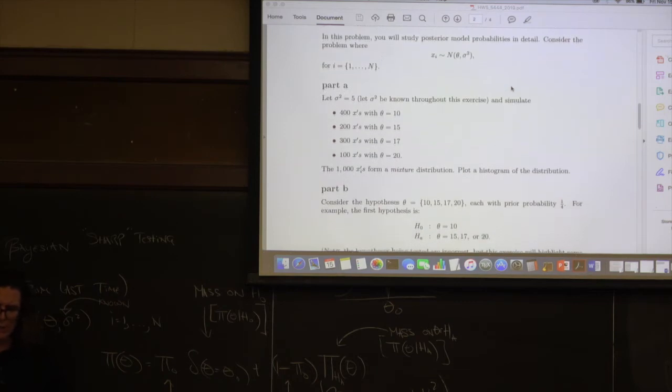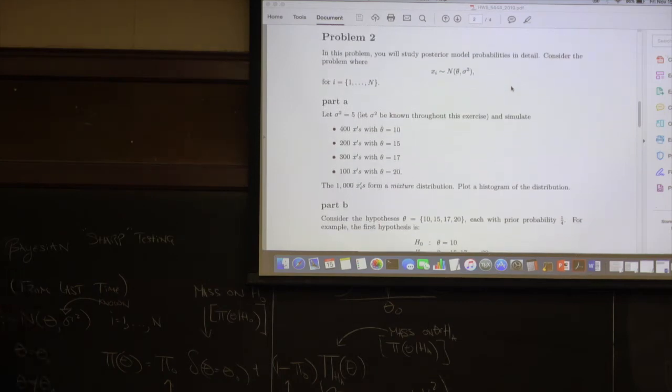Problem 2 is a little funny. I want you to generate some data where I've got 400 of the x's, 200 of the x's, 300 and 100. Those add up to 1,000 of them coming from different means in this model. So essentially you're sampling from a mixture model. I didn't flip a coin to generate what the n's are. But if you didn't know what they were, you would assume that maybe it's a coin flip and you'd try to estimate that.